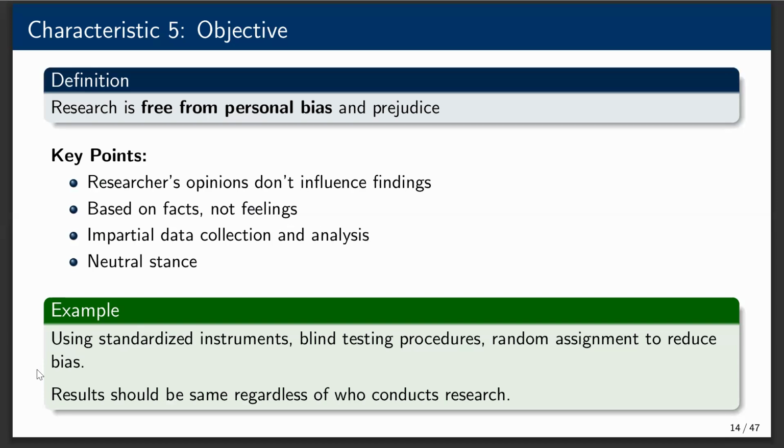The next characteristic is objective. Research is free from personal bias and prejudice. What do you mean by this? It means researchers' opinions don't influence findings. It is based on facts, not feelings. It involves impartial data collection and analysis, and a neutral stance. For example, using standardized instruments, blind testing procedures, and random assignment to reduce bias. Results should be the same regardless of who conducts the research.